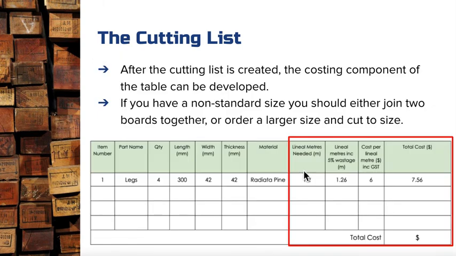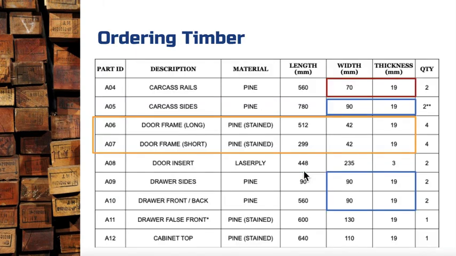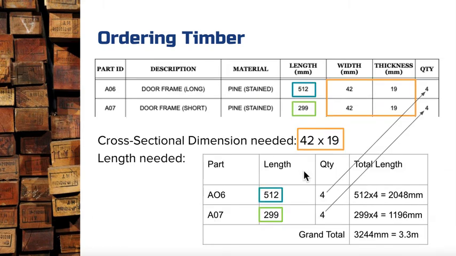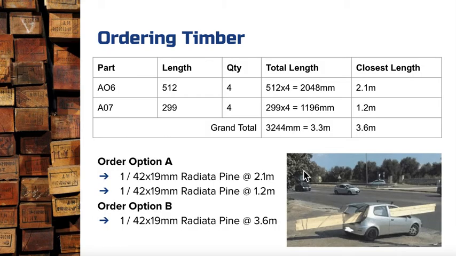The second aspect of the video then talks about how we order timber by grouping together like dimensions, running some calculations in terms of total lengths needed, and trying to work out what's the most economical and efficient way to get the timber from the shop to your house. So I hope that's been helpful for you. I look forward to seeing your ordering lists and your cutting lists in your folios.